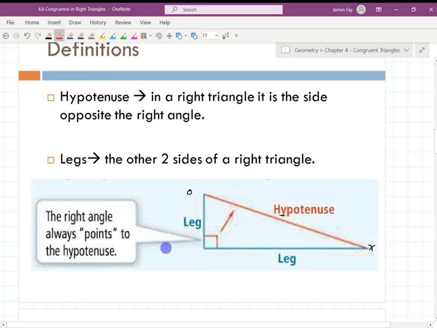Like, if this red segment here that I just drew was the surface of my desk. And you guys remember doing tangrams back in like 6th and 7th grade? You guys know what tangrams are?